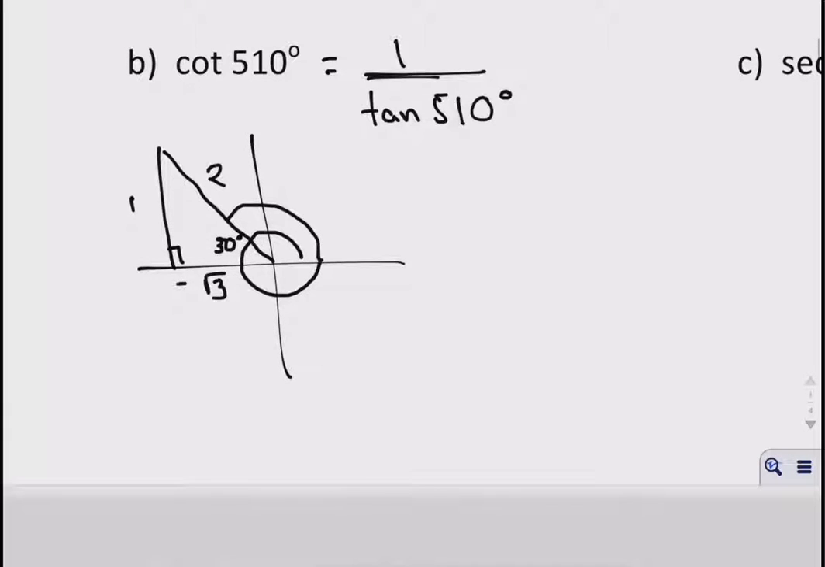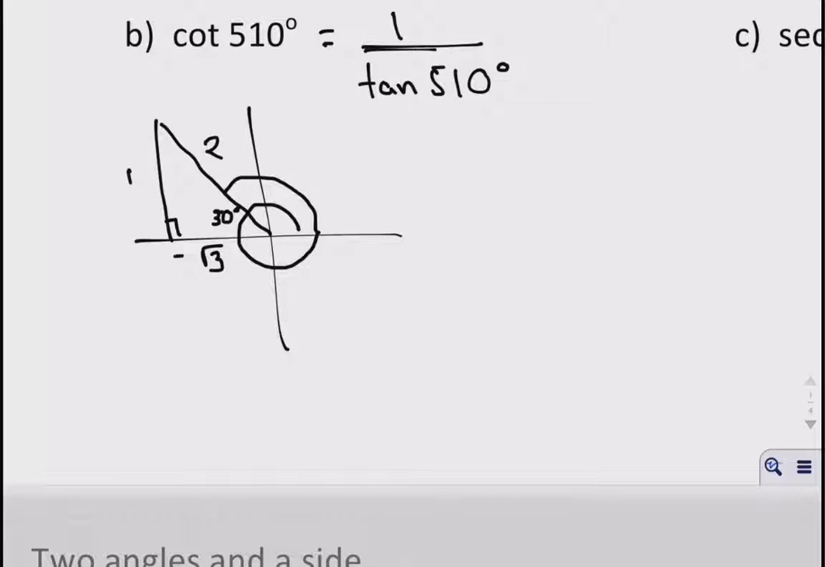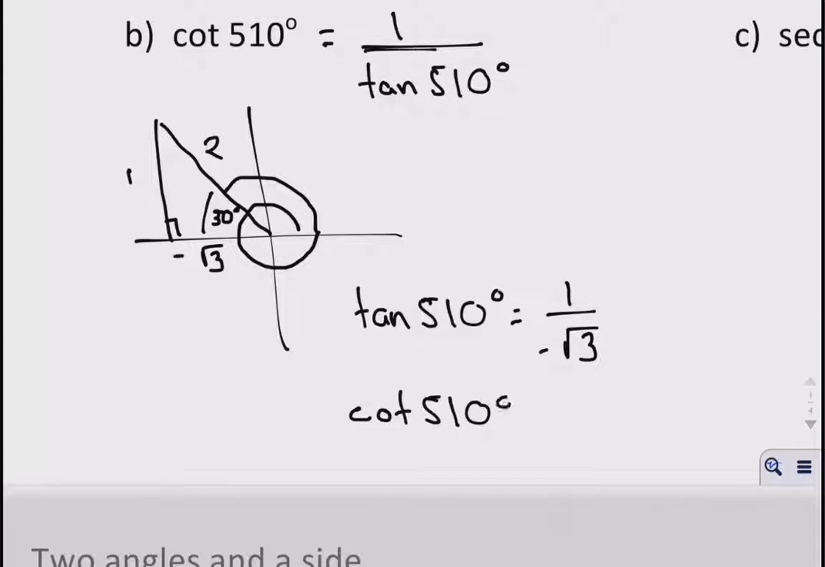So tan of 510 is, by definition, opposite over adjacent of the related acute angle, which is 30. So tan of 510 equals 1 over -√3. Which means that the reciprocal, cotangent of 510, is going to be the reciprocal of my tan ratio, which is just -√3.